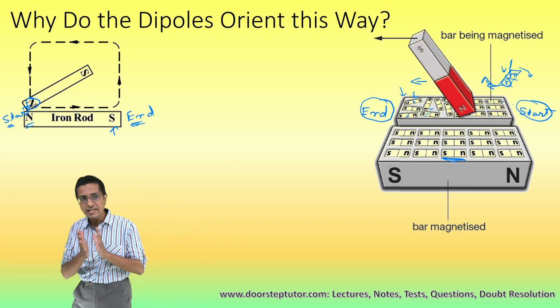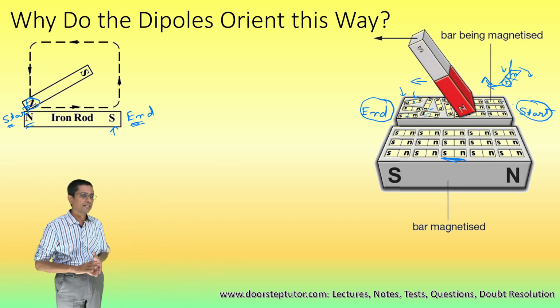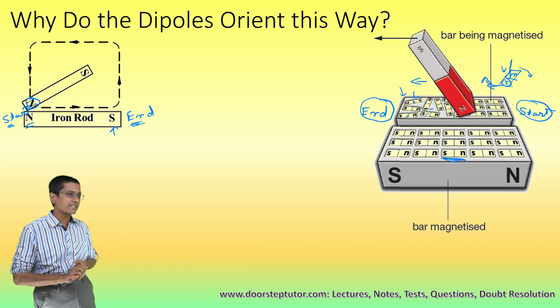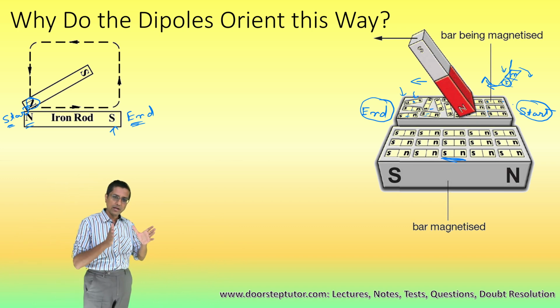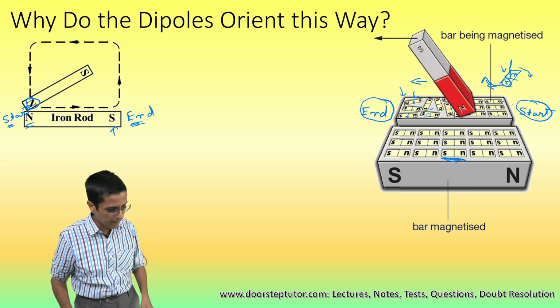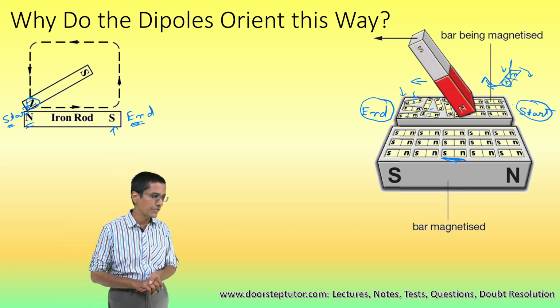So hopefully things are clear now. The reason why I am talking about all this is that if you understood this, then you have understood ferromagnetic materials very nicely, and it would help you in solving many questions in your exam.